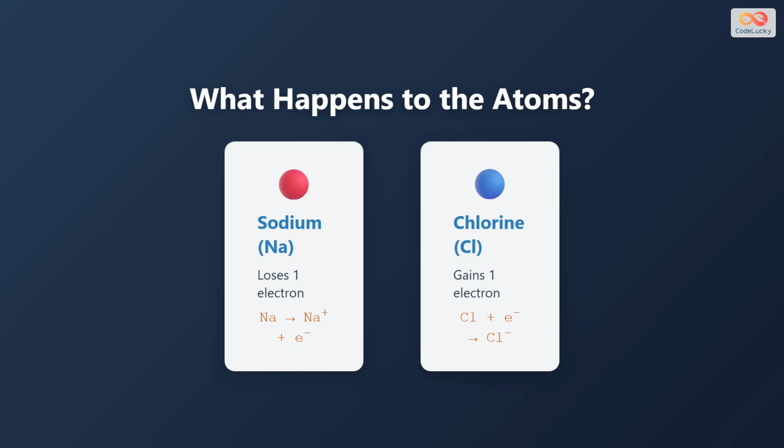Let's examine what happens to each atom individually. Sodium starts with 11 electrons. When it loses one electron, it becomes a sodium ion with a +1 charge. We can write this as sodium atom becomes sodium ion +1 and releases 1 electron. Chlorine, on the other hand, starts with 17 electrons. When it gains 1 electron, it becomes a chloride ion with a -1 charge. We write this as chlorine atom plus 1 electron becomes chloride ion -1. These two processes happen simultaneously during ionic bond formation.